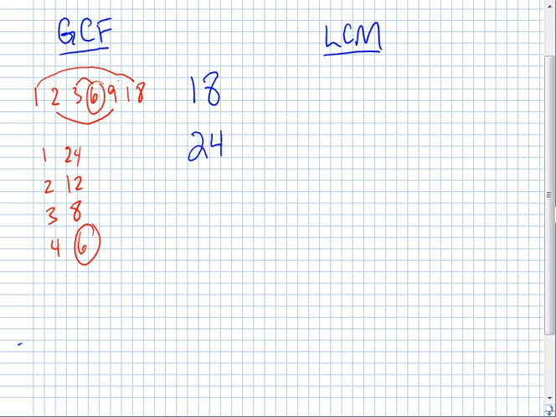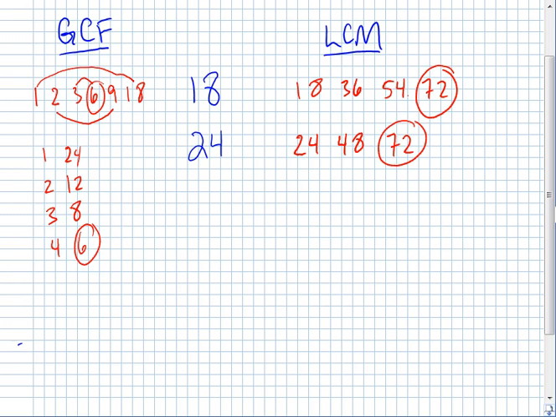For the lowest common multiple, the greatest common factor is always smaller than or the same size as these numbers. The lowest common multiple is always going to be bigger. So for example, multiples of 18 are 18 and then 36, and then you keep adding 18 like so. Same thing with 24, you get 24, 48, etc. You keep going until you find one that's common to both, and obviously 72 is the lowest common multiple.